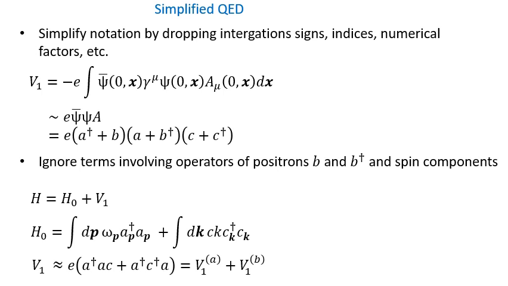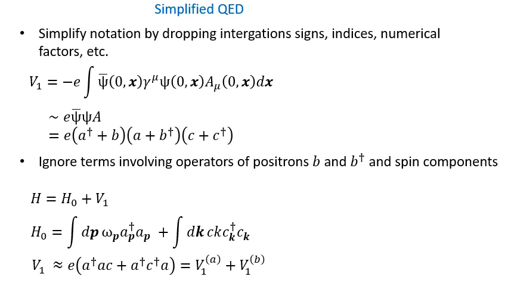We get a further simplification by ignoring the presence of positrons and removing from consideration all terms containing positron creation and annihilation operators. We will also ignore spin components. After all these steps, the Hamiltonian of QED takes this simple form. H0 is the familiar energy of non-interacting electrons and photons. The interaction Hamiltonian V1 is a sum of two terms, V1A and V1B.